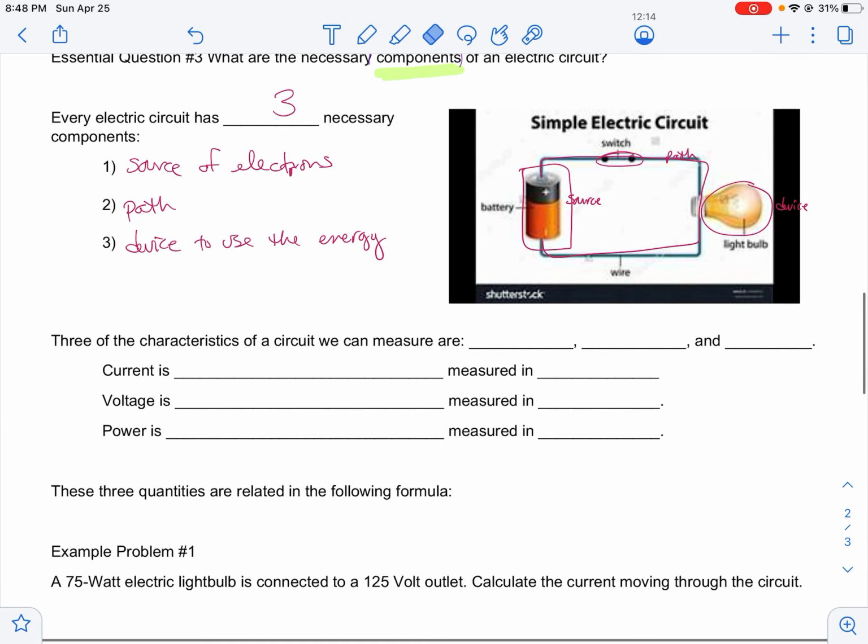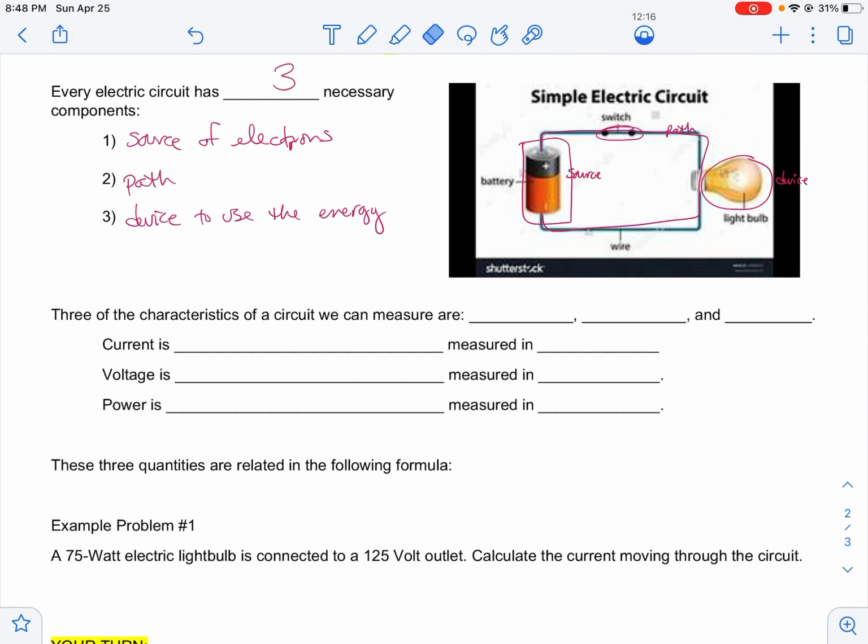All right, so 3 of the characteristics of a circuit that we can measure. You didn't think you were going to get through this whole unit without any math, did you? So we can measure the current. That's how many electrons are flowing in the circuit. We can measure the voltage. The voltage is how much potential energy is in the battery. And we can measure the power, or the rate at which work is done.